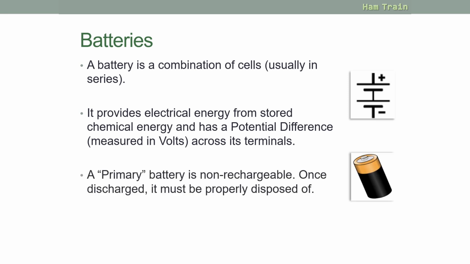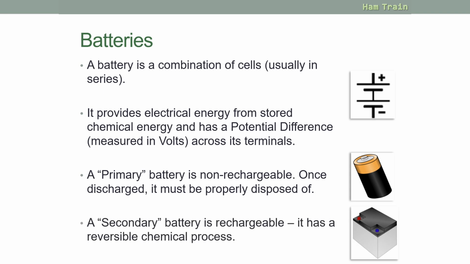Looking at a simple battery here, this would be an AA battery. It's called a primary battery, which means it's not rechargeable. Once you've finished it and the battery is expired, it must be properly disposed of. A secondary battery is rechargeable. It has a reversible chemical process, a car battery being a good example.